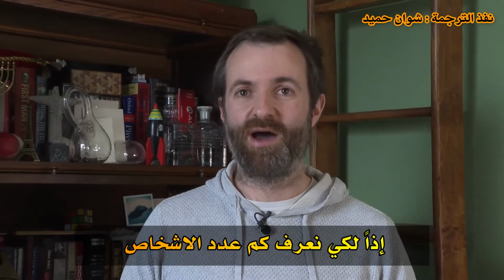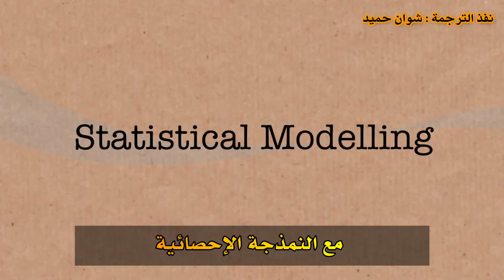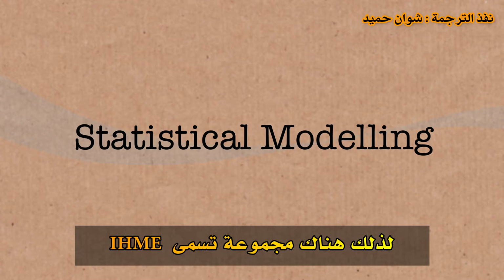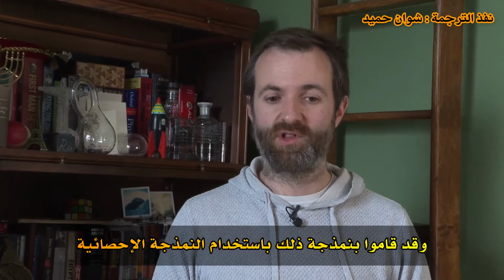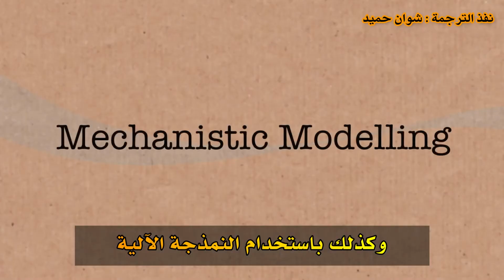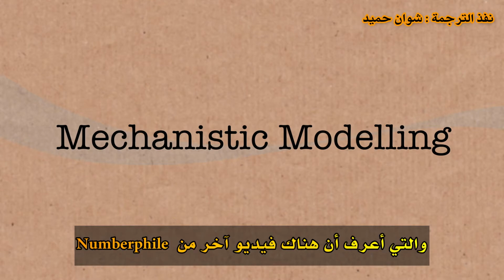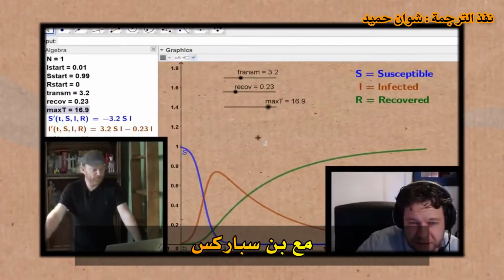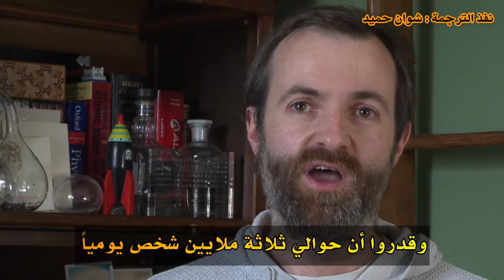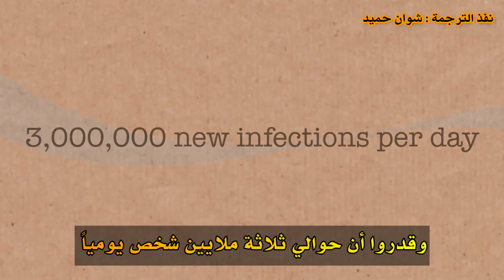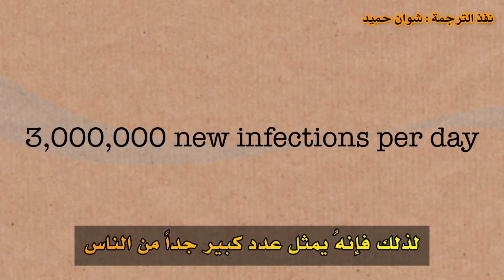So in order to figure out how many people are actually infected every day, you need to do a bit of statistical modelling. There's a group called the IHME, the Institute for Health Metrics and Evaluation, and they have modelled this using statistical modelling and also using mechanistic modelling, so these compartment-based models that you might have heard of, these SIR models, which I know there's another Numberphile video of with Ben Sparks, so go and check that one out. So they've used a combination of these models, and they've estimated that around 3 million people a day are probably getting newly infected with COVID-19 each day, so quite a large number of people.